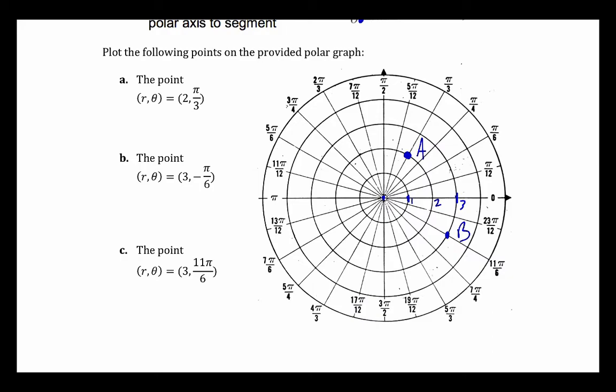Point C, we're going to go 3, 11 pi over 6. Again we'll go out to the third ring, and then 11 pi over 6, we're going to go around that. And then, hey, we end up at the exact same spot. So that's both B and C. And I'm actually going to have us do a fourth point. Let's do r comma theta equals negative 4 comma pi over 4.